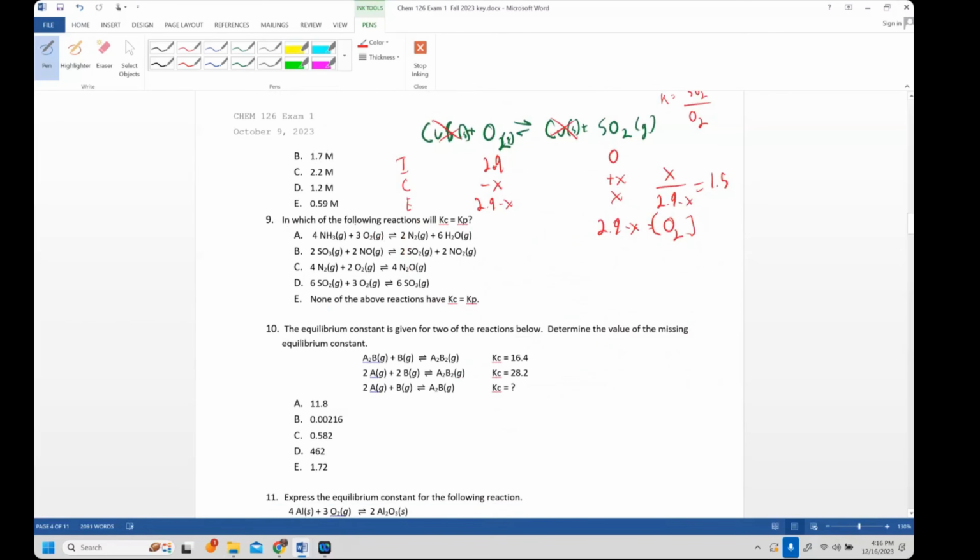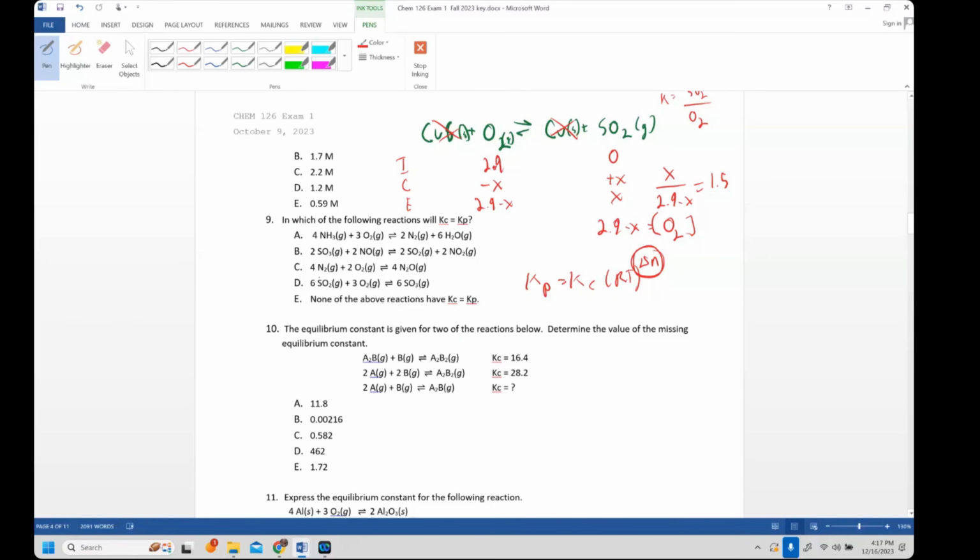Number 9. In which of the following reactions is Kc equal to Kp? Now we have that equation, Kp equals Kc times RT to the delta N. And delta N is the key factor here because it is the change in moles, products minus reactants. So what this means is that the only way Kp will equal Kc is if delta N is equal to 0, meaning the number of gas moles on the left side of the reaction is the same as the right.